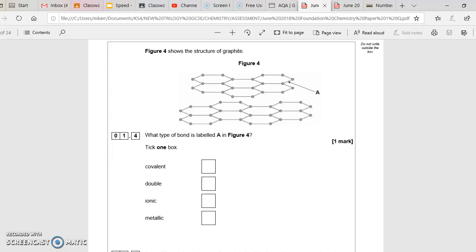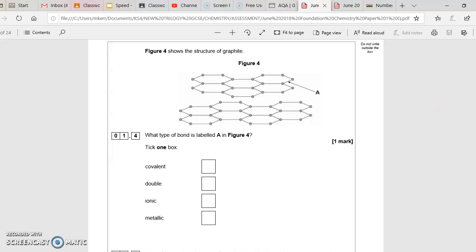So between those 2 structures, A is between 2 carbon, so it's the bond between 2 non-metals. If we look at covalent, it potentially could be covalent. Double, there's no double line between them, so it doesn't represent that 2 electrons are being shared from each atom. Ionic, again, there's no ions, there's no charges, there's no metal, so we can eliminate ionic, and we can eliminate metallic because it's not made of metal. This is you realizing that graphite is made of carbon. So the correct answer for this one is covalent.